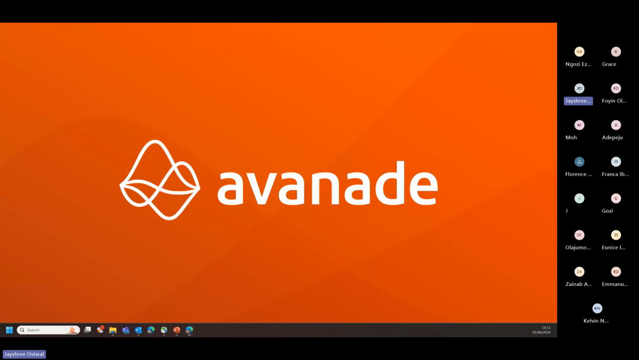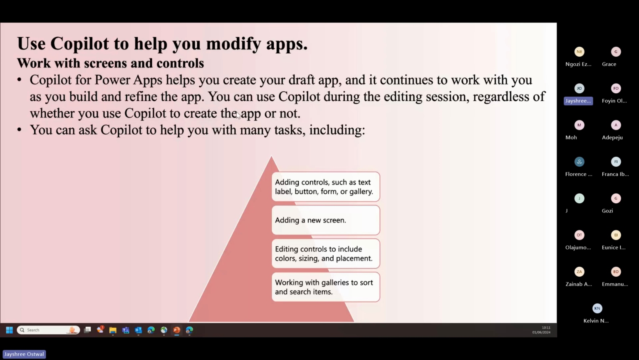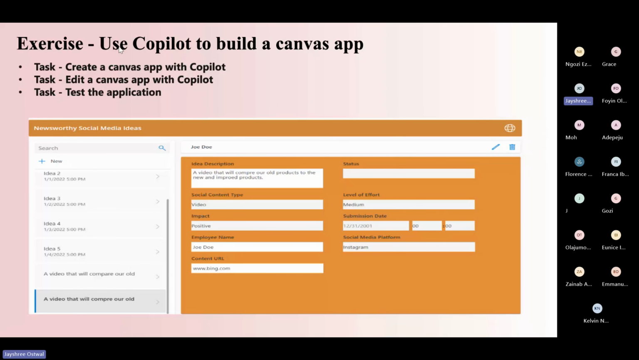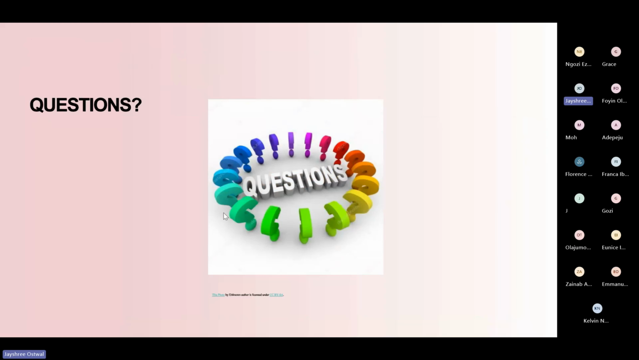So we have used Copilot to modify our apps and we have done our exercise, how we can create a Canvas app with Copilot. We edited the Canvas app with Copilot and we tested the application. And this is how we were able to see our application. So Copilot is helpful in our life to automate the jobs, to automate most of the things on the application side. So we have seen this on Power Apps.